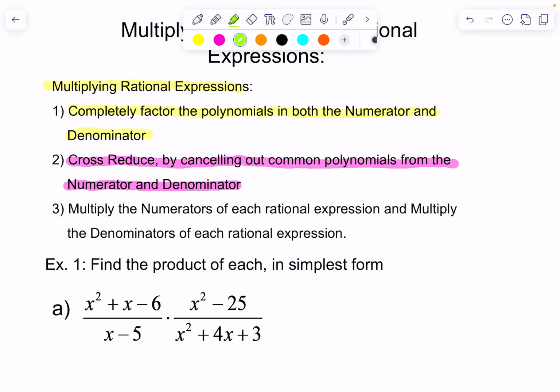Next and last, once we've got that out of the way, multiply the numerators of each rational expression and multiply the denominators of each rational expression, and you're done. So let's get right to it.